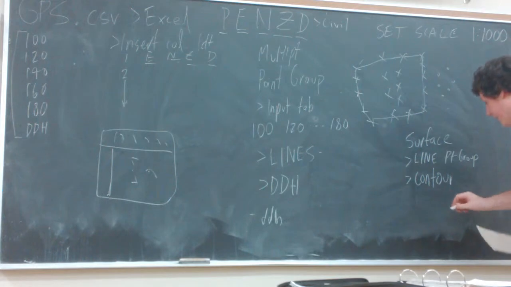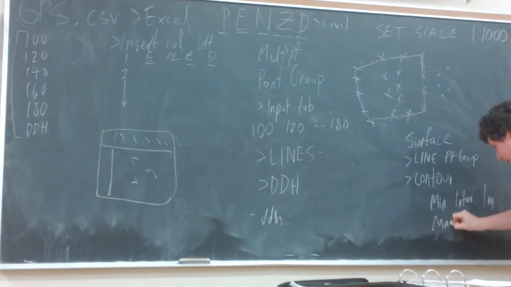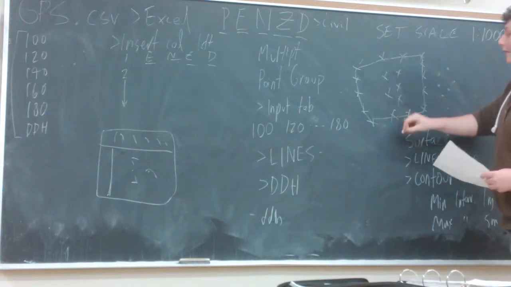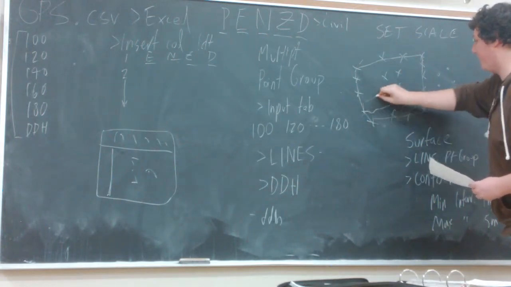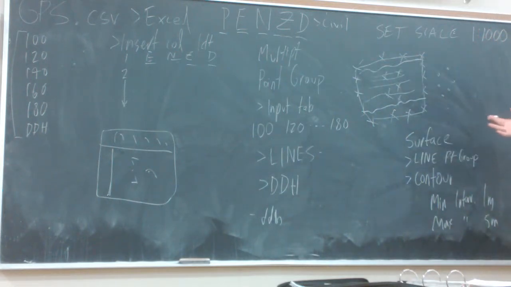You set the contour, and Tony and I did the minimum interval at 1 meter, and the maximum interval at 5 meters. And in the end, because you were always working uphill, it looked something like major interval, minor, minor, minor, minor, major. That's all you need to do for that part. It takes maybe 10 minutes at the most. The hardest thing is figuring out your CSV file. So the second part is the thing that actually matters.